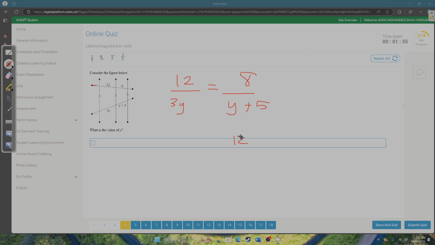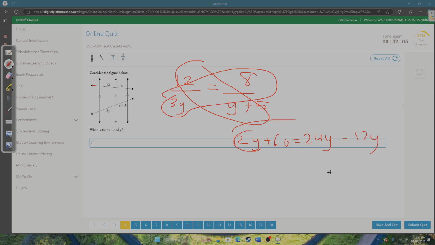When you cross multiply, you got 12y plus 60 is equal to 24y. Put the variables next to each other. You get 60 is equal to 24y minus 12y, which is equal to 12y. Divide by 12 on both sides, you're gonna get y is equal to 5.